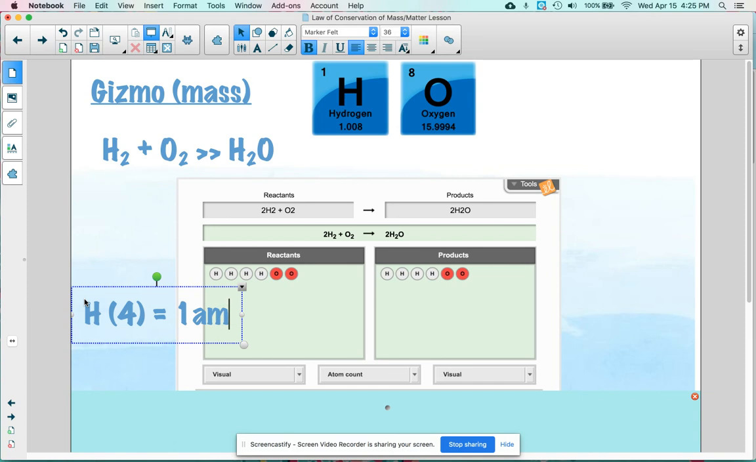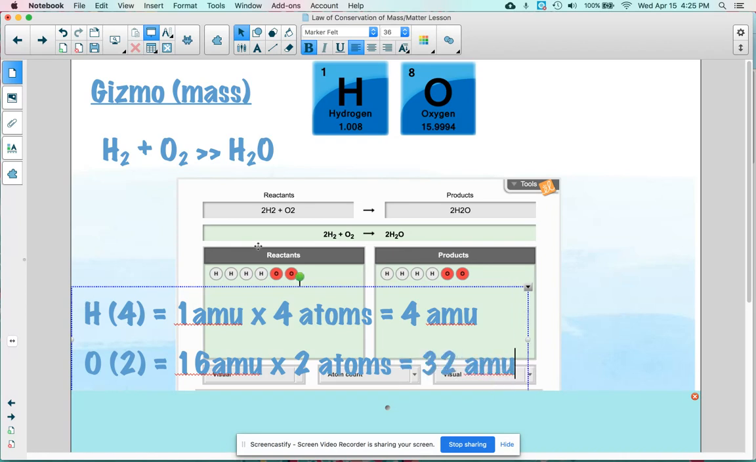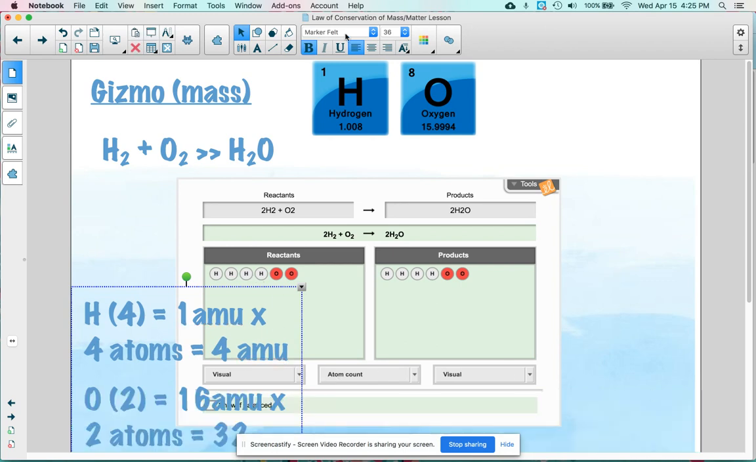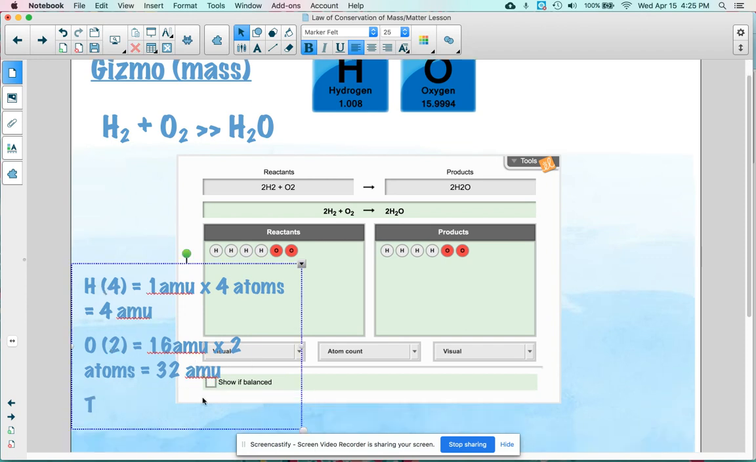1 atomic mass unit times 4 atoms equals 4 atomic mass units. Now for my oxygen, I have 2 of them, and that is 16 atomic mass units times the 2 atoms equals 32 atomic mass units. So that's what I see on my reactant side. On my reactant side, hydrogen's mass is 4 and oxygen's mass is 32. Total, 32 plus 4 is 36 atomic mass units.